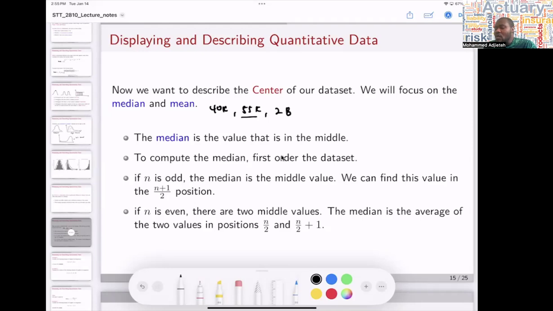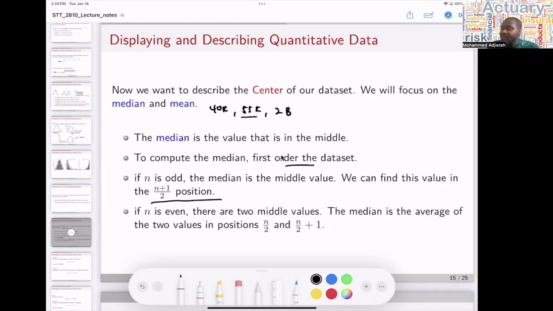Now in this class we will be using software to compute these things, but I believe it's also important that you know how to do them by hand or understand what is going on behind the scenes. Whenever we want to compute the median of a data set, the first thing we do is order the data set. So you order first, and then we count. If the number of data points is odd, then we can find the median using this formula: the middle is at the (n plus 1) over 2 position.